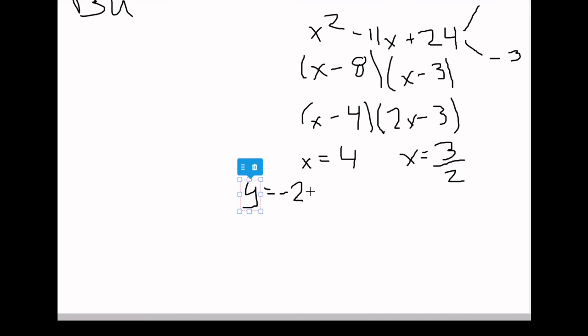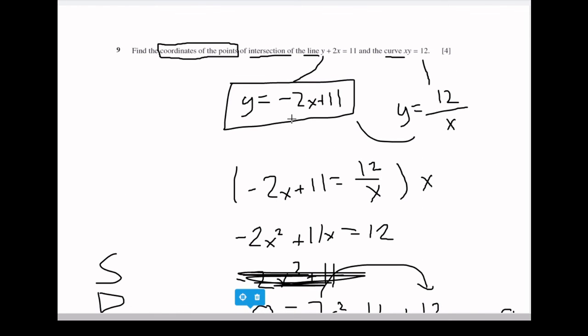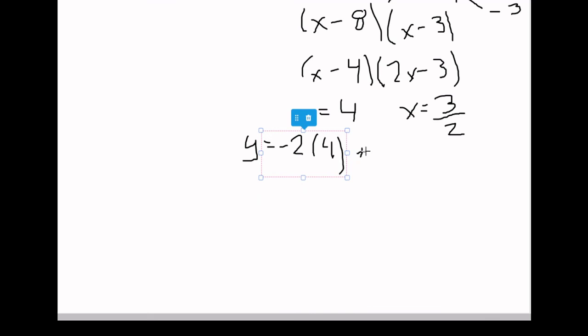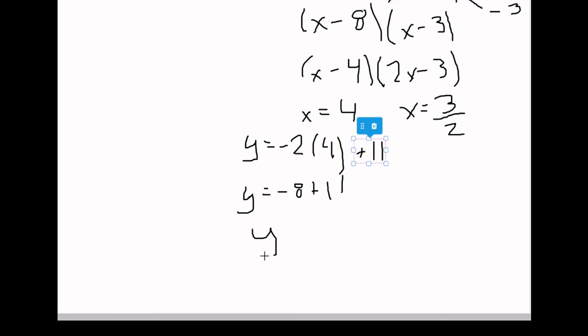Y equals negative 2x plus 11. Just making sure I get this equation right, so negative 2 times 4, plus 11. And the reason why we're using this equation is because it's already equal to y, so we don't have to do any extra algebra. It's just arithmetic. Just put it in your calculator. So it's negative 8 plus 11, which is y equals 3.